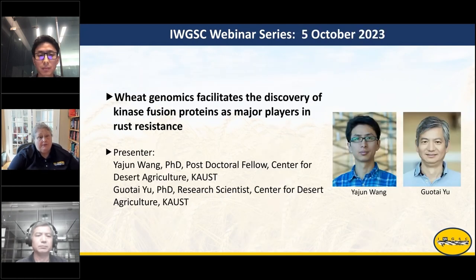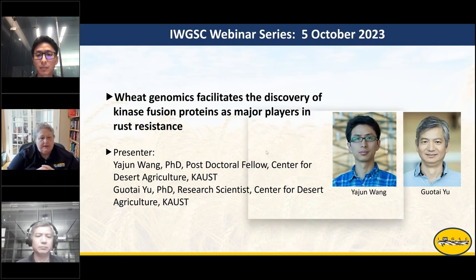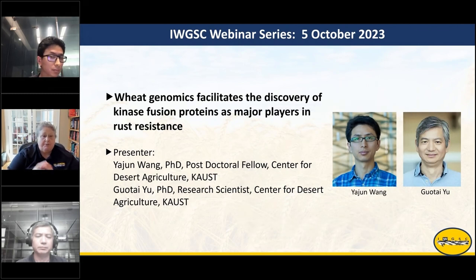So today we're going to be talking about wheat genomics, facilitating the discovery of kinase fusion proteins as major players in rust resistance. And we're very happy to have two presenters from KAUST, King Abdullah University of Science and Technology.